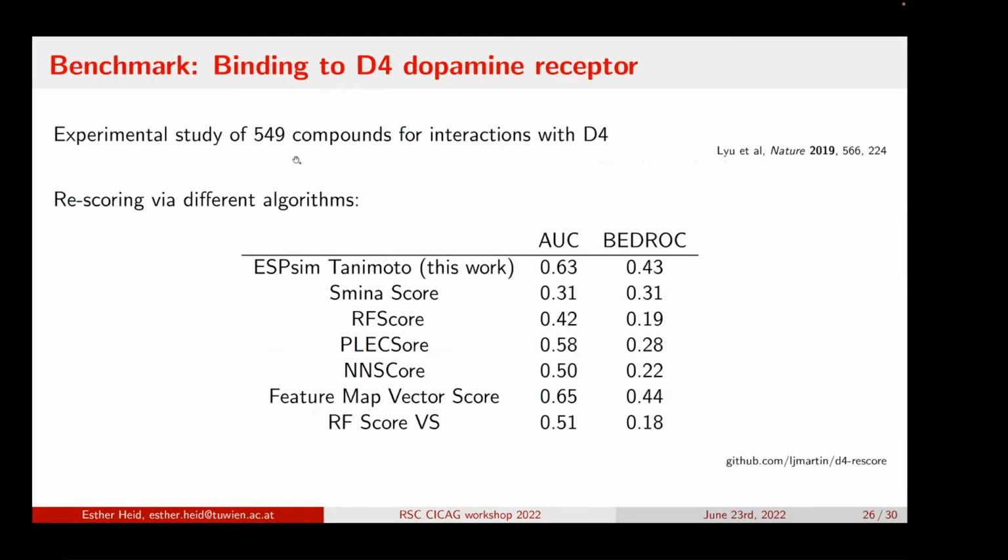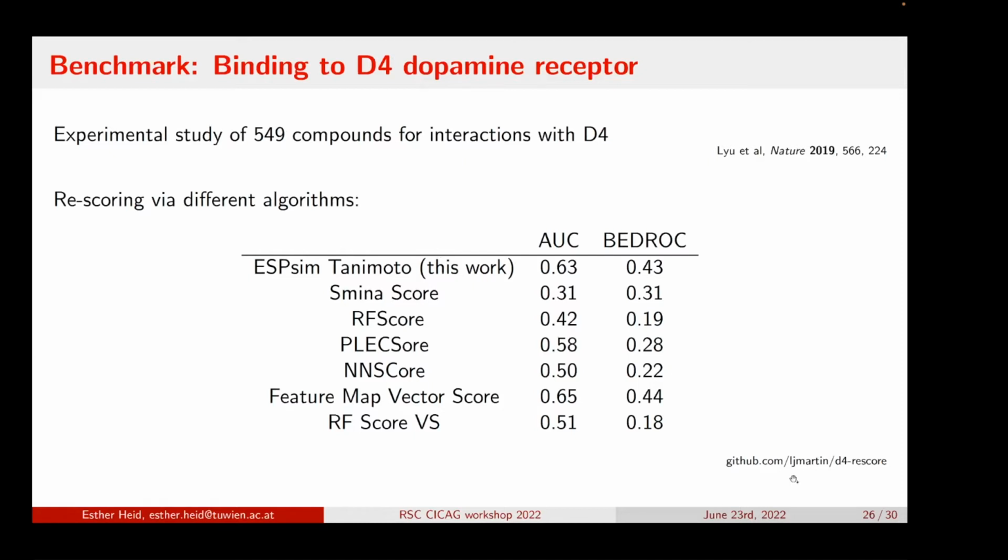One of them is an experimental study from Leo et al., where they actually tested about 500 compounds for interactions with the D4 dopamine receptor. And this is a really cool study because lots of the benchmarks that are on the internet for protein ligand interactions only have true actives, so known actives, and then they have a bunch of decoys of molecules that are thought to be inactive, but no one actually knows whether they are truly inactive or not. So there might be some false negatives in the data sets. And in that study, they actually tested those compounds. So we have true actives and true inactives.